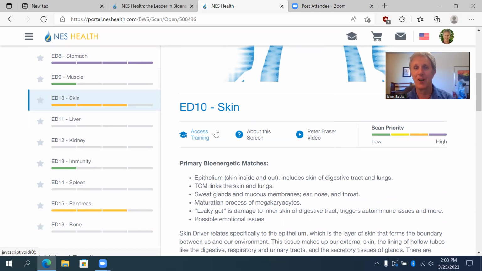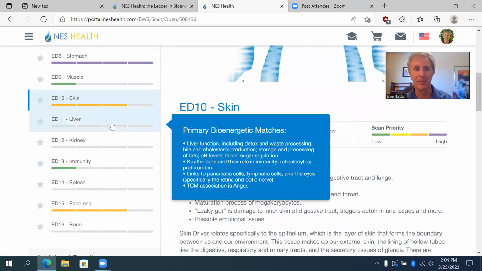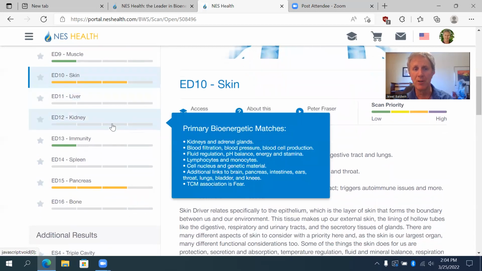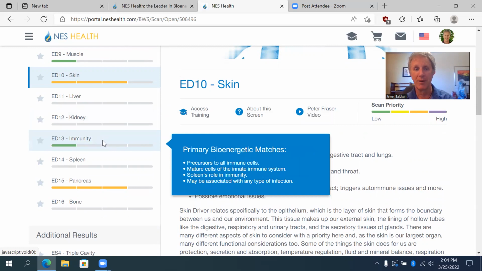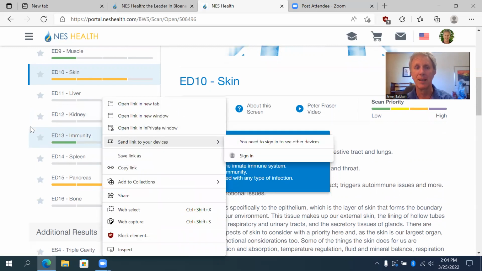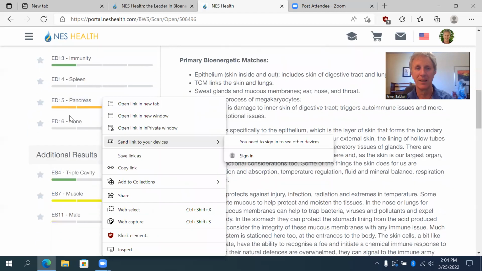So leaky gut can also show up as skin driver, because your gut lining is weak. So that's something else that's found in this scan. Liver driver, of course, for the liver, critical. Kidney driver, both of these were not priorities in my case. Immunity driver, the immune system. All this stuff is being graded here. Fantastic. Spleen driver, the spleen.